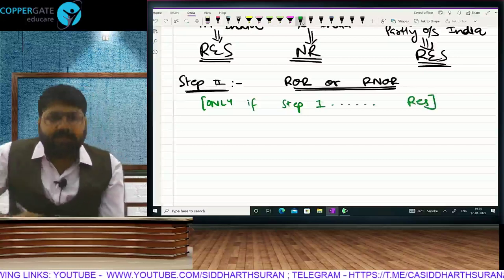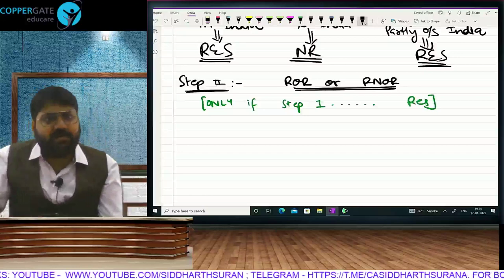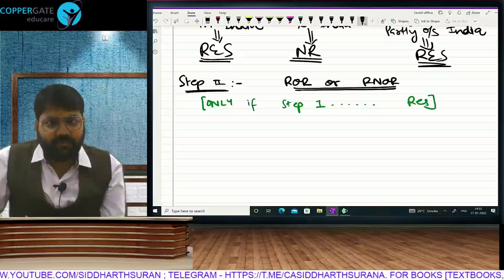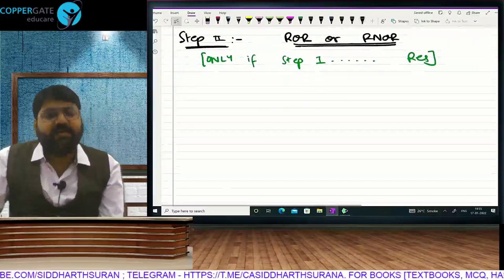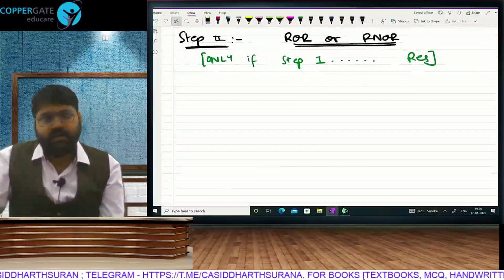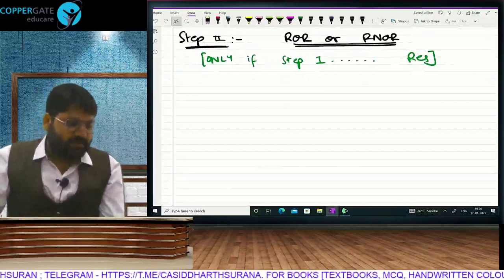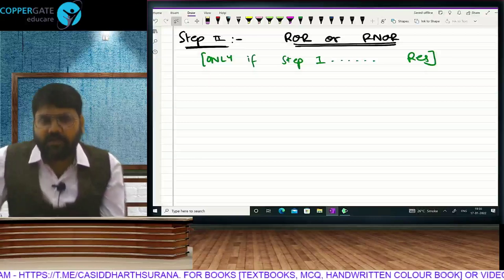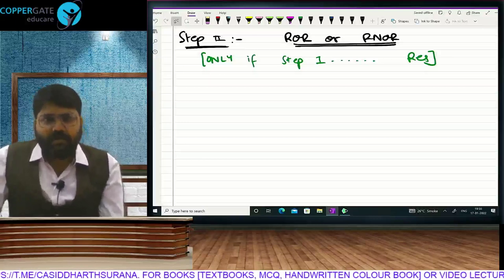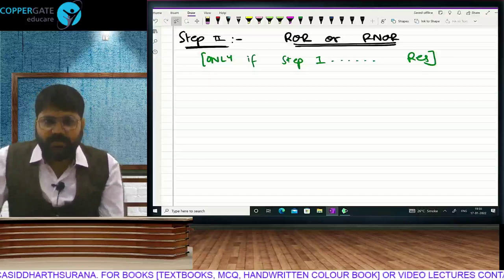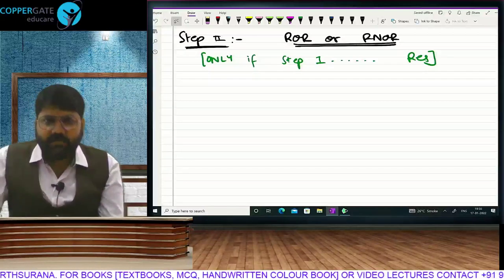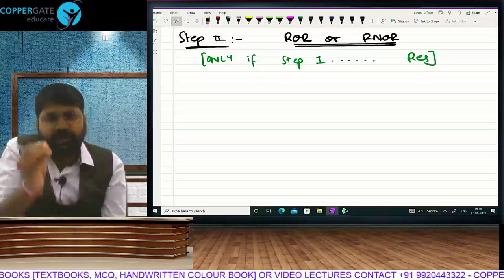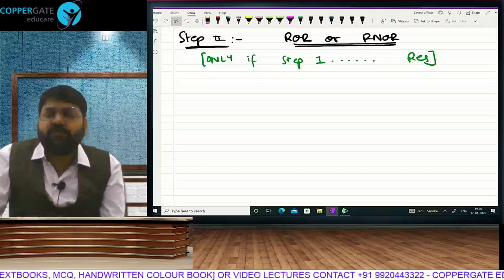That means, listen, if the step number one answer is non-resident, you stop there and you don't perform this step. Only if the answer to step number one is resident, you will perform this step, step number two. Correct? This is a little illogical, a little stupid, a little weird, nonsense. But this is what they have written.